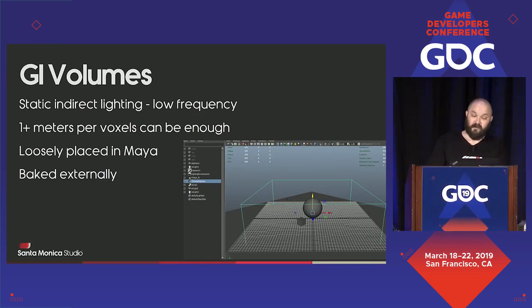So keeping it simple, they're just loosely placed boxes in Maya. And inside that box is a collection of 3D textures containing the lighting information. It's all static. And since this is indirect data, or indirect lighting, the voxel resolution can be actually quite low, as much as, or even more than 1 meter per voxel at times.